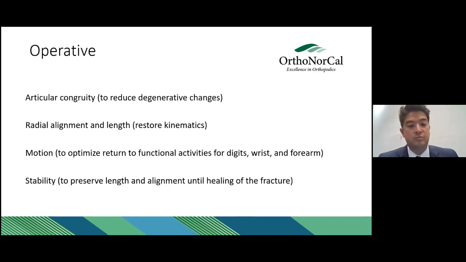And like I said, you can get your motion back a little bit sooner, and I'll go over this later with operative treatment versus non-operative treatment. The plate and screws provide very good stability to help you keep your length and alignment until the healing has happened. There are some pros and cons to operative treatment, which I'll discuss later in my talk.